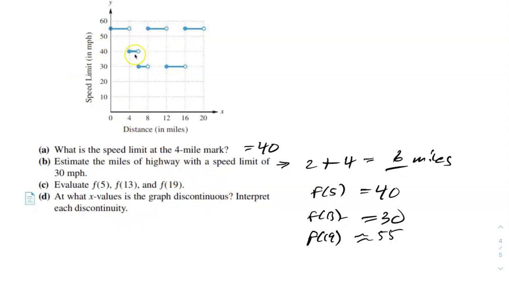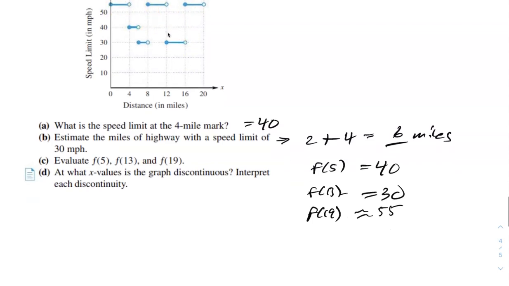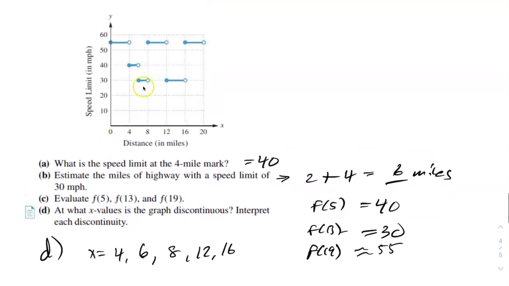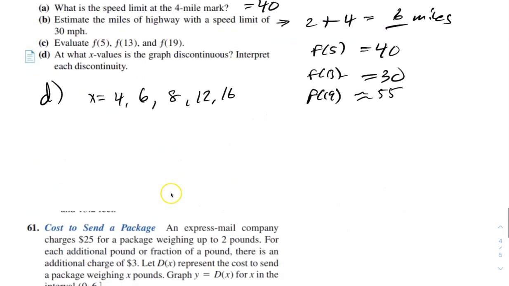D, at which x value is the graph discontinuous? Interpret each discontinuity. So where's it not connected? Well, lots of places. Here, these two parts do not connect. Right here at like 6, not connected. At 8, it's not connected. At 12, and at 16. It seems like a lot, but it's actually connected a lot more. All this is nice and continuous. So for D, I'm going to say it's at x equals 4, let's estimate 6, 8, 12, and 16, where it's not continuous. Interpret each discontinuity: that's the jump in speed limits. Anyway, that's it for that one.